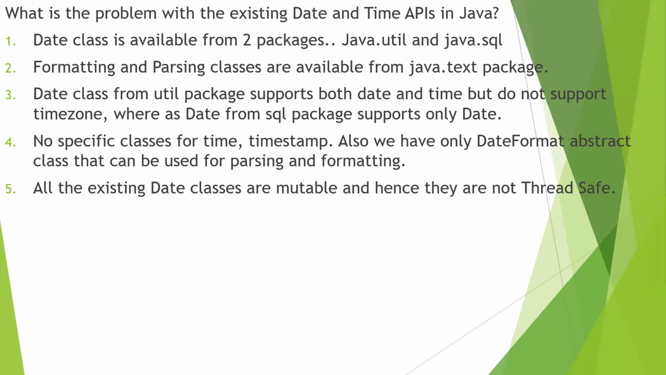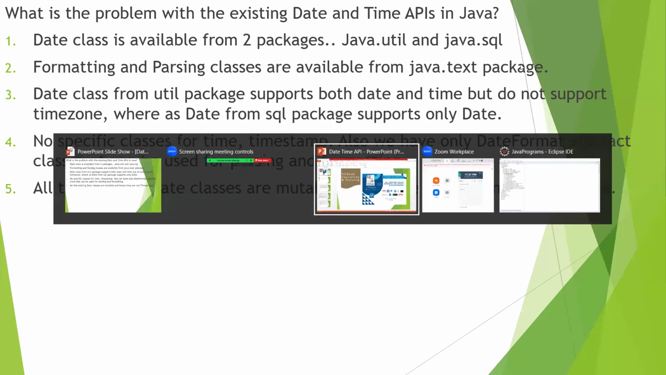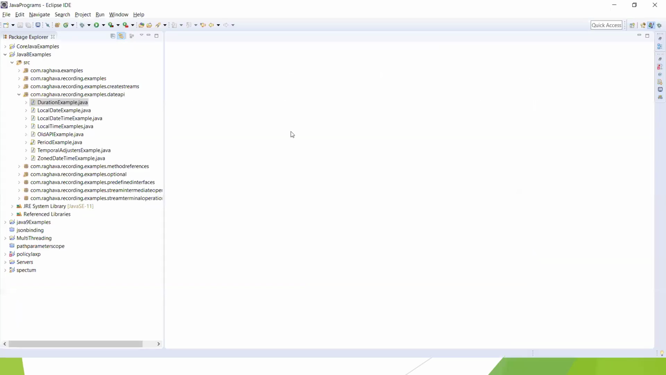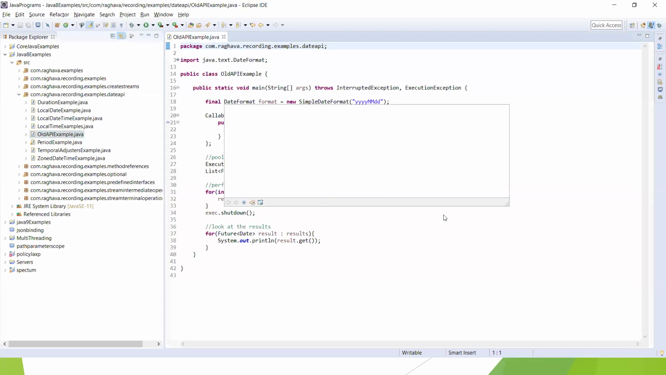And the major important thing is that all the existing date classes which are available from the java.util package and the java.sql package are basically mutable classes and they are not thread safe. And for this thread safety issue, we have an example here to show you. So this is the old API example.